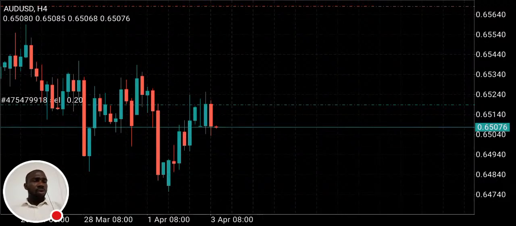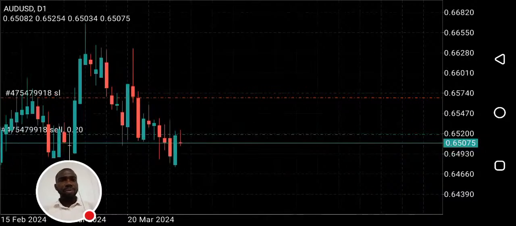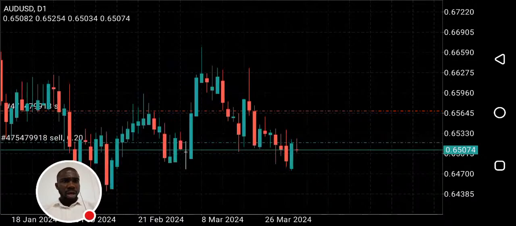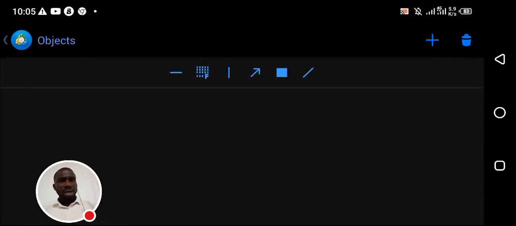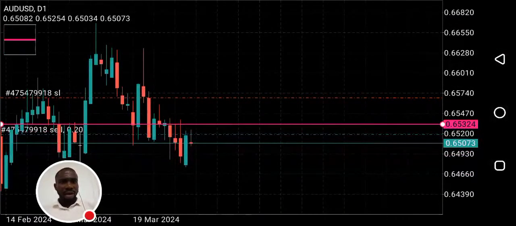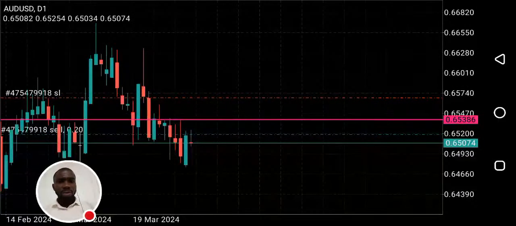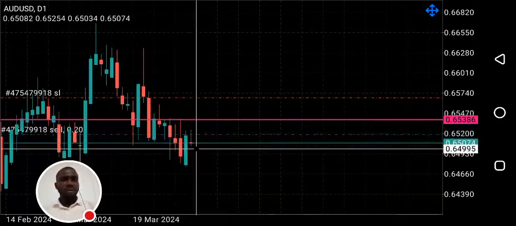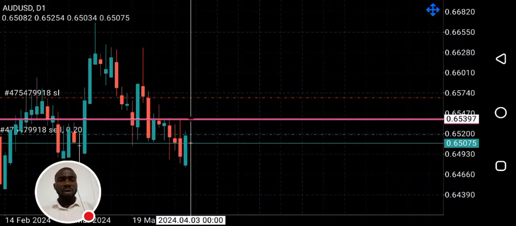Okay. So let's start with the daily time frame. Let's see how yesterday's candle closed. Yesterday's candle closed strongly bullish. And I told you guys yesterday that I would consider buying Australian dollar if a candle closes above the high of Monday's candle. If yesterday's candle had closed above this high, I would have considered buying Australian dollar USD.